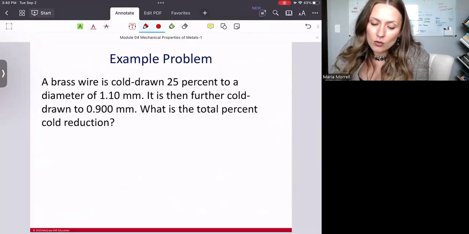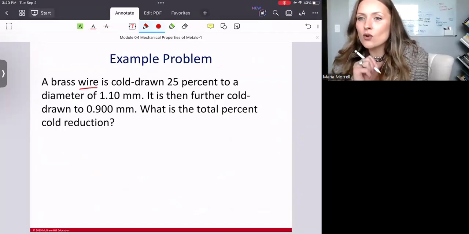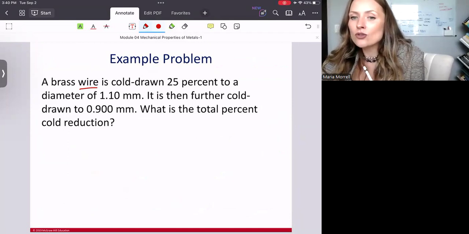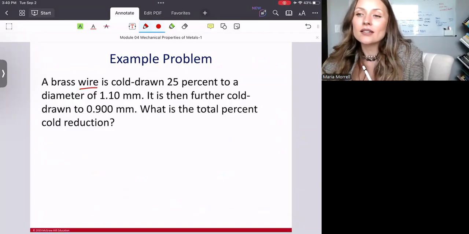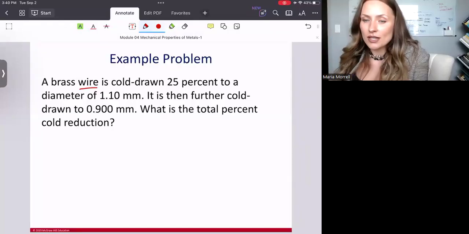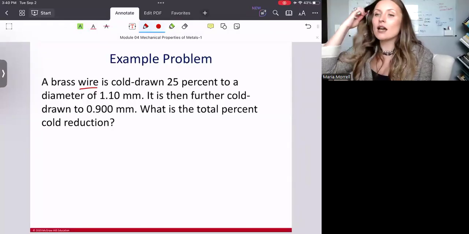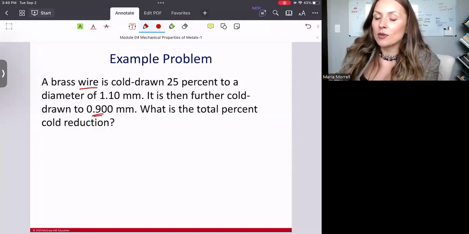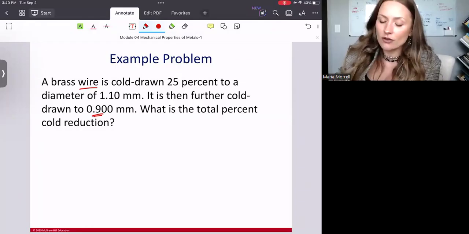Yep. So the key is: a brass wire is cold drawn 25% to a diameter of 1.1 millimeters. It is then further cold drawn to 0.9 millimeters. What is the total percent cold reduction? I intentionally give you this problem to make sure that you do not make the mistake that I described earlier, where you can overestimate the total percent cold work. So I'm going to go with two steps. I do know my final diameter, but I need to find out my real initial diameter.